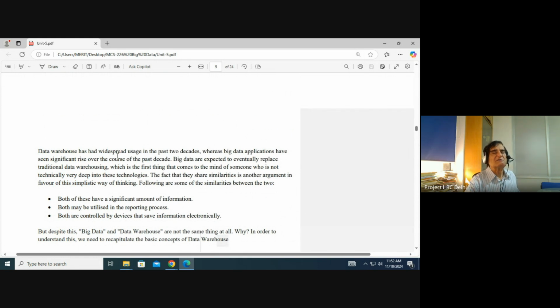Data warehouse has had widespread uses in the past 2 decades, whereas big data applications have seen a significant rise over the course of the past decade. Big data is expected to eventually replace traditional data warehouses. So that's where, because data warehouses started about 2 decades earlier, now it's going to finish. It is going to talk about different things. That is, the big data will take over. Some other name will come for data warehousing. So it's not the data warehousing.